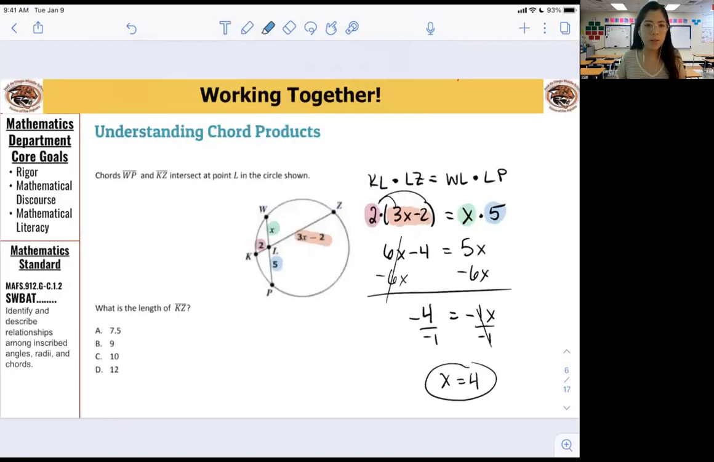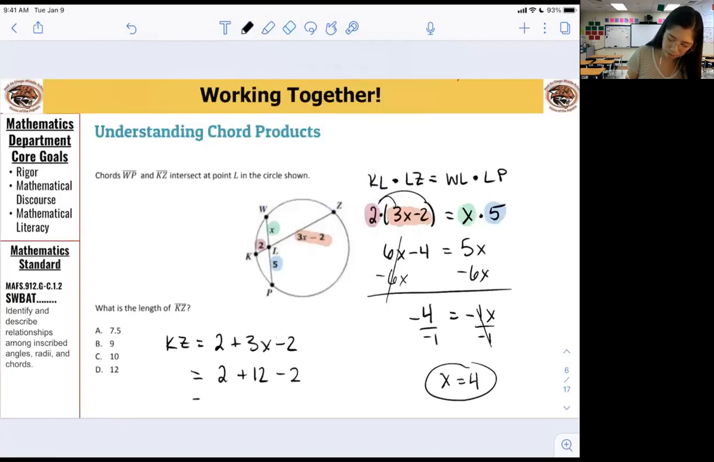Okay, and now we have to find KZ. We're looking for KZ. Well, KZ is 2 times 3x minus 2. Oh, plus 3x minus 2. I'm sorry. Plus. 2 plus 3x minus 2. We add it together. So when I plug in my 4, this is 2 plus 12 minus 2. So I get 12. Answer choice D. Check it out. See if you have any questions.